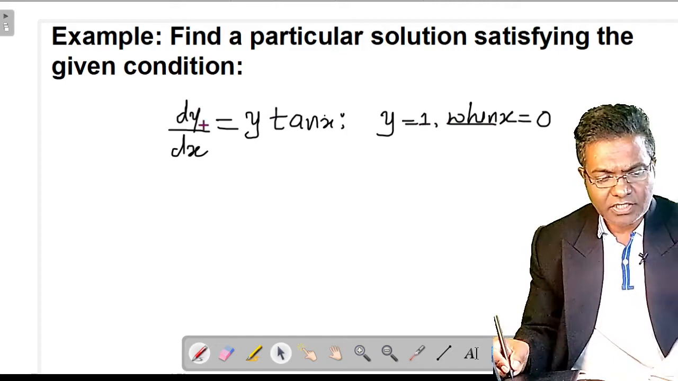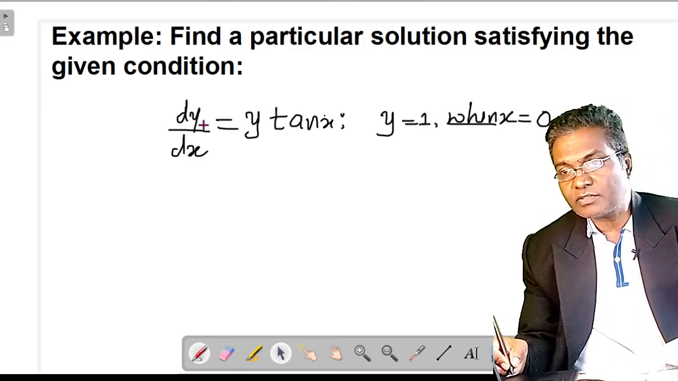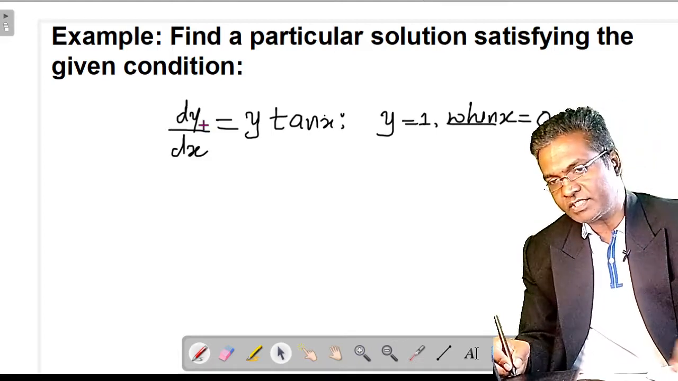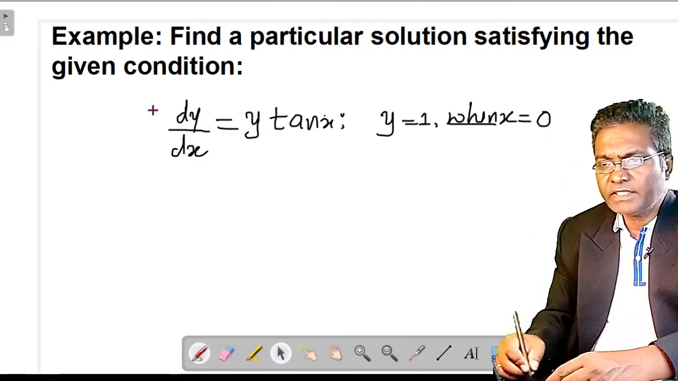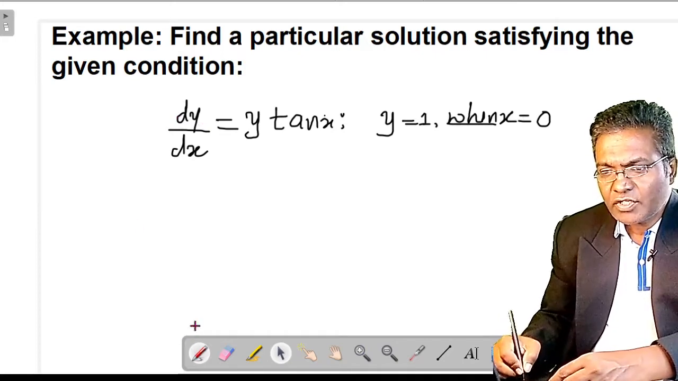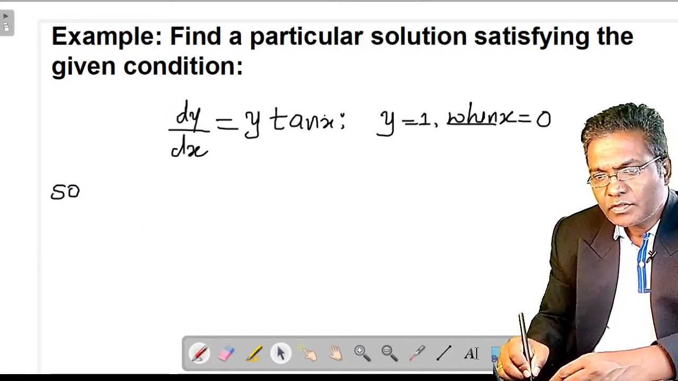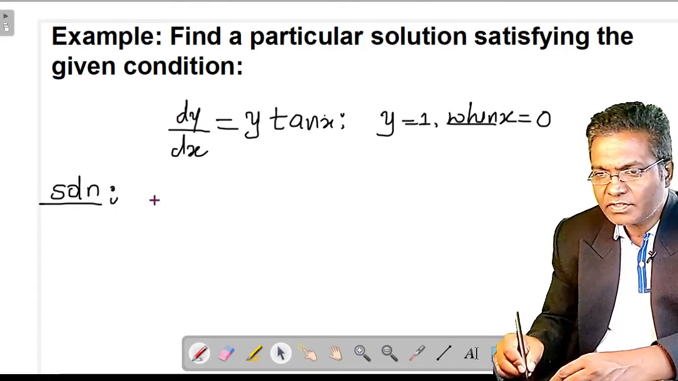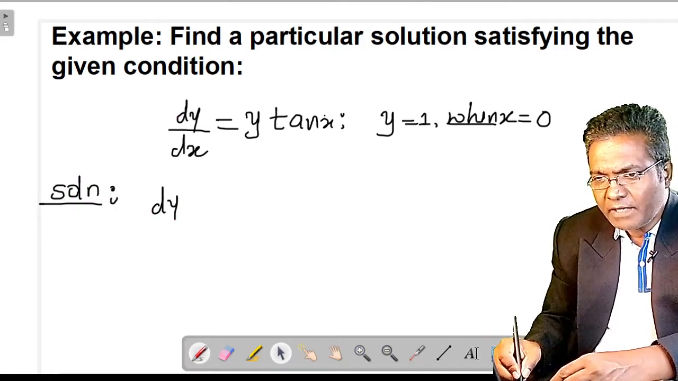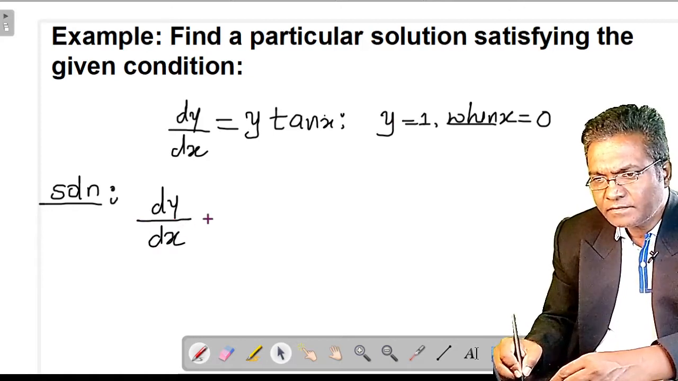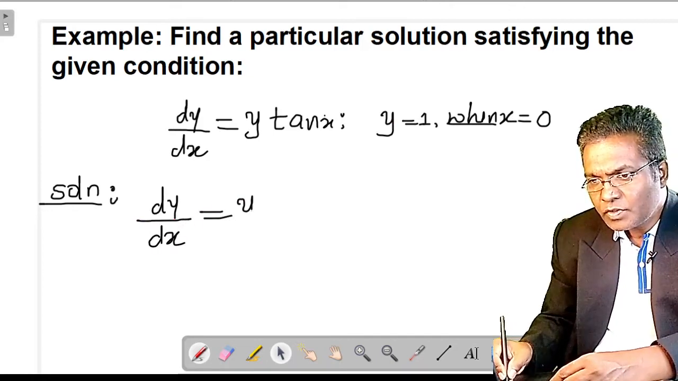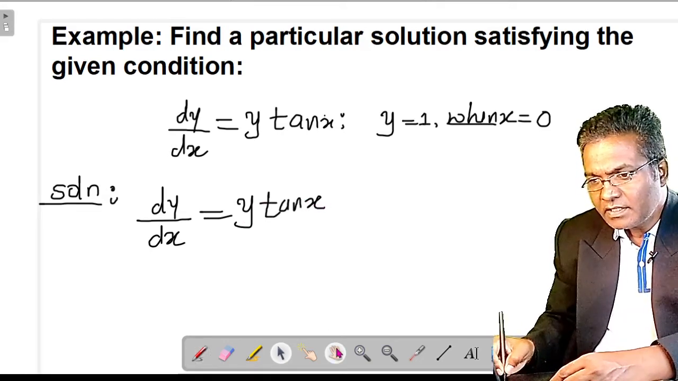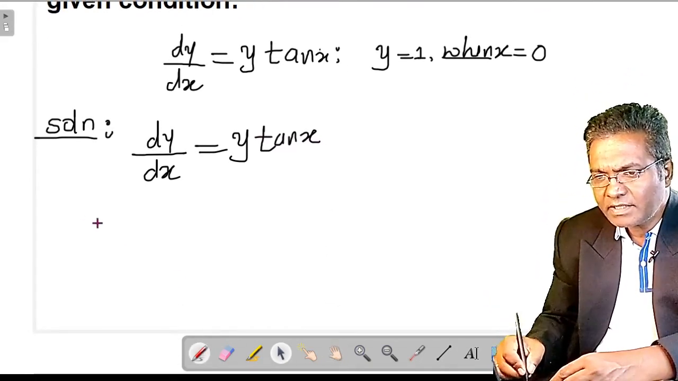A particular solution is obtained from the general solution by substituting a particular value of the constant. First you need to find the general solution. So first we'll find the general solution and then we use this condition. So dy by dx is equal to y tan x. Now we have to solve this by separation of variables.